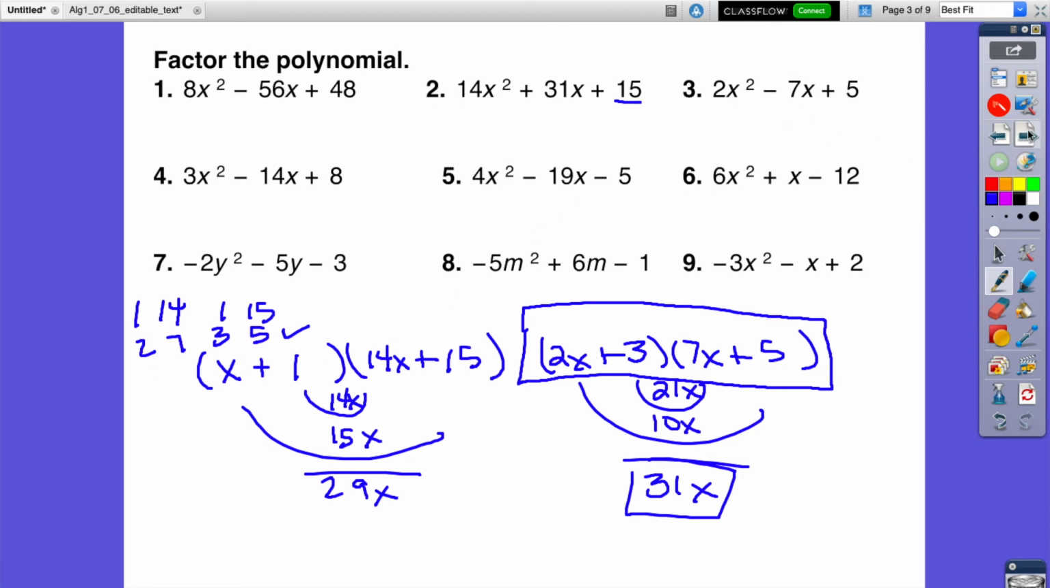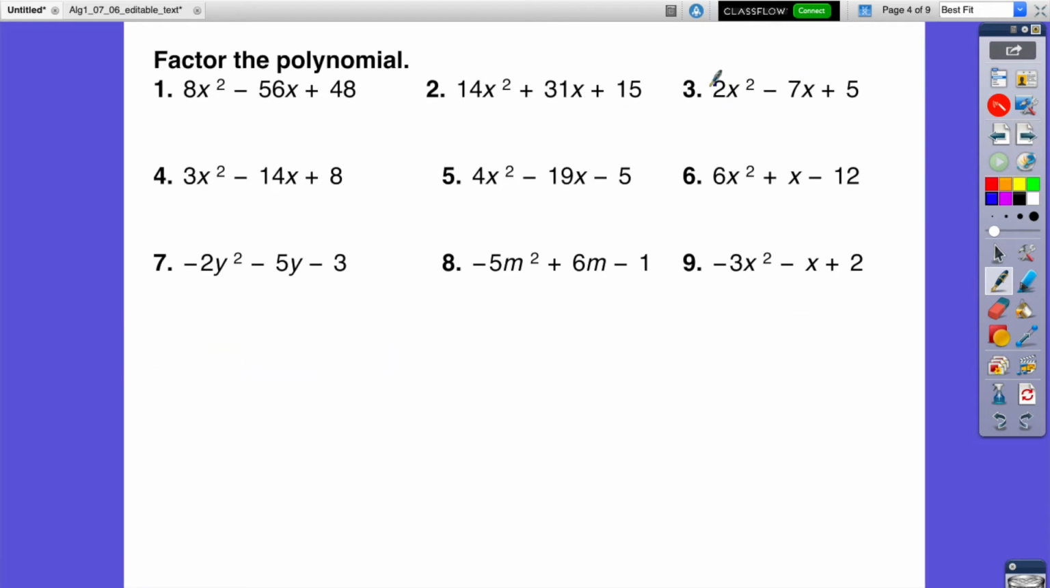All right, let's move on to number 3. GCF, no GCF. Okay, A here is 2. So I'm going to do the method that we learned. I'm going to multiply those two together. So let me write it out, and I'm going to put 10 here. And we'll put negative 7 here. And we're not going to forget to divide that 2 out.